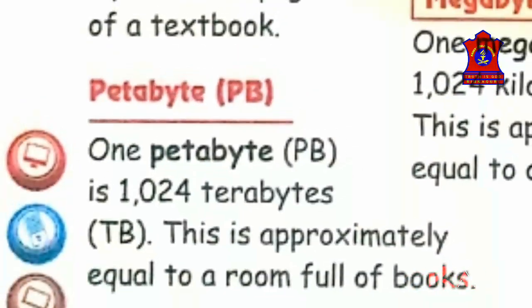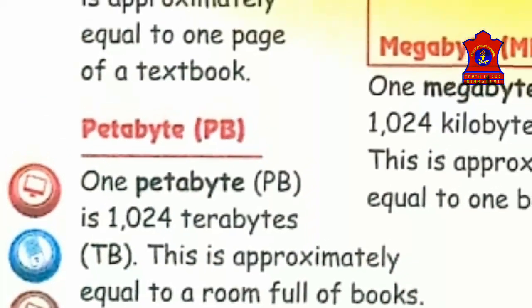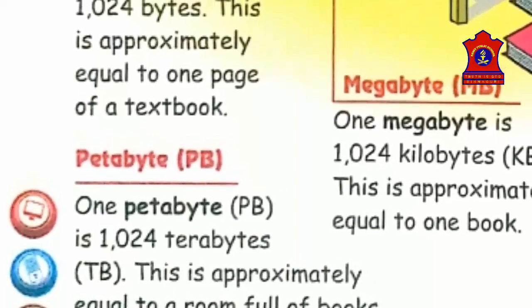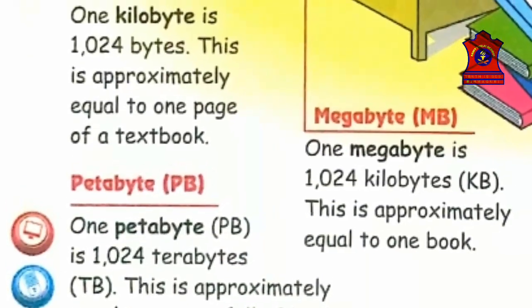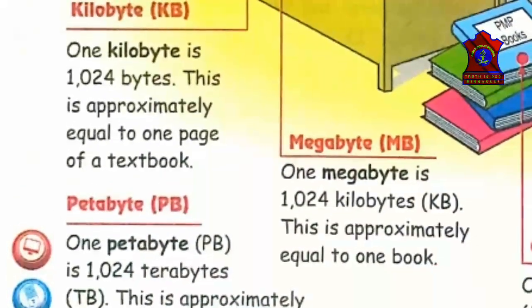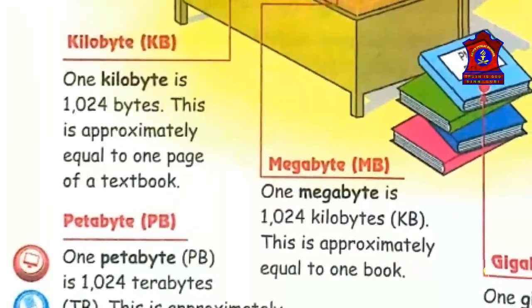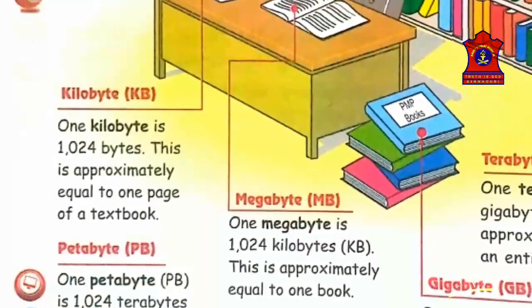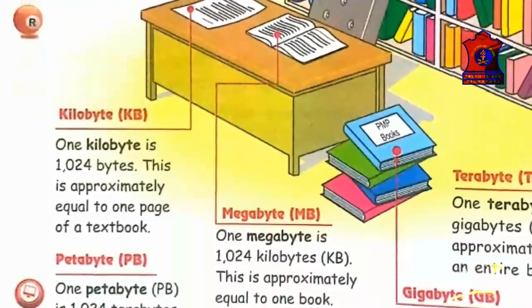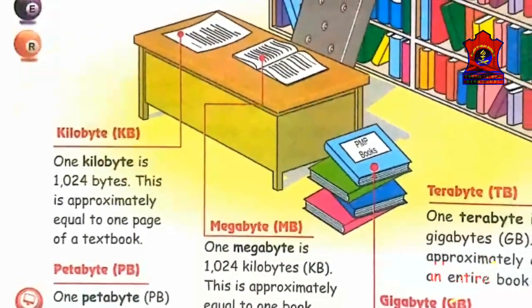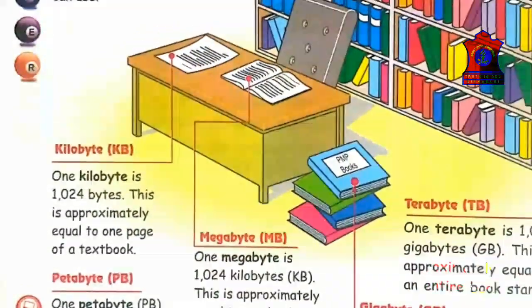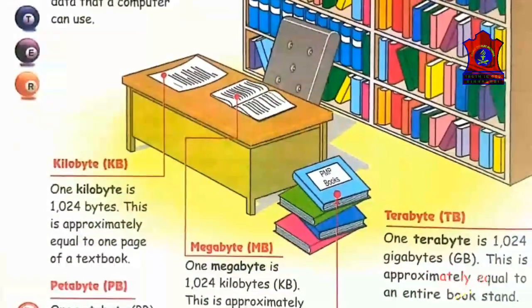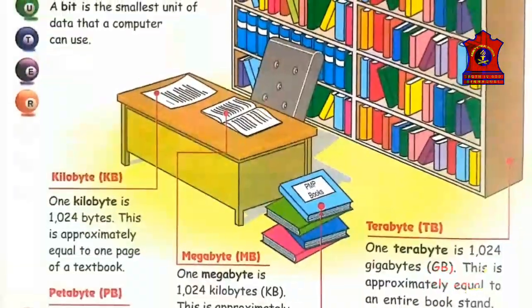The higher unit than terabyte is petabyte, PB. 1 petabyte is 1024 terabytes. This is approximately equal to a room full of books. It means we can store the data of an entire library in a petabyte.